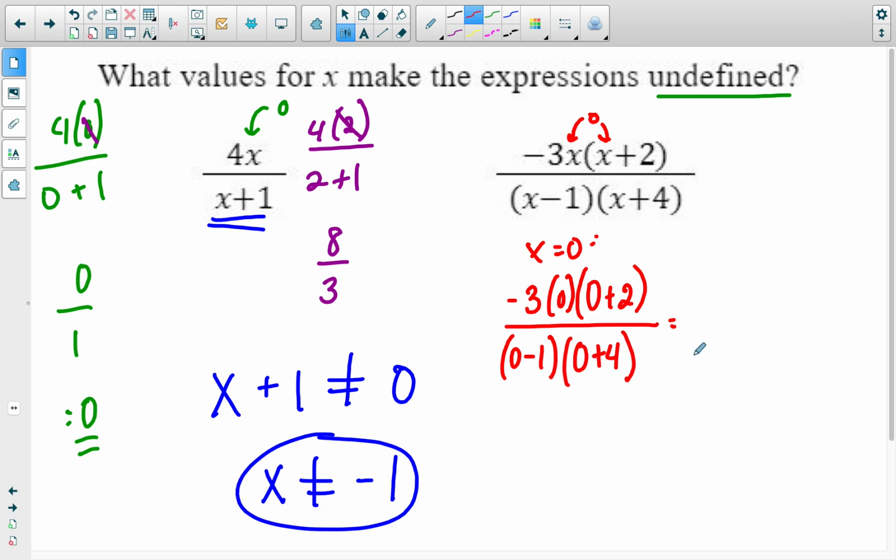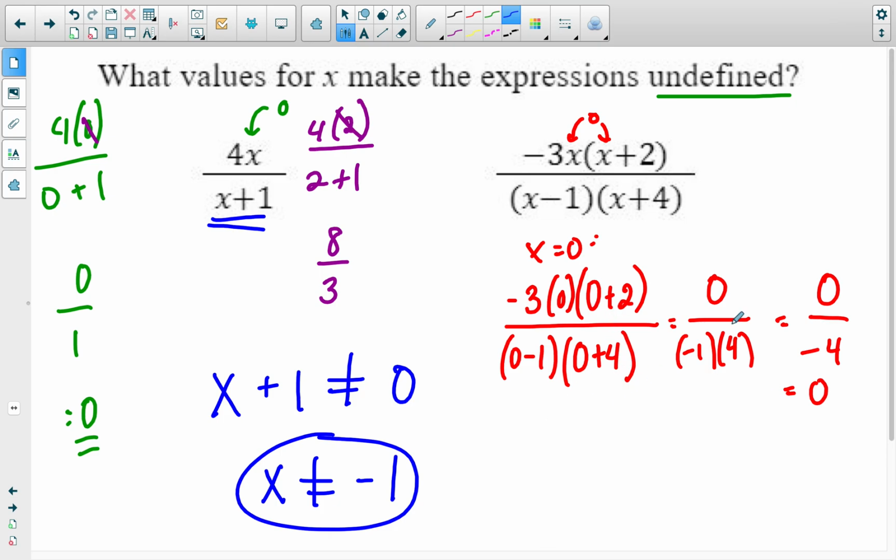If you simplify some of these calculations along the way, that's fine. Just be careful when you're plugging this in. -3 times 0 times 2 is going to give me 0 on top. And then I have -1 times 4. So I really have 0 divided by -4, which evaluates to 0. It's not undefined. So x equals 0 is okay.